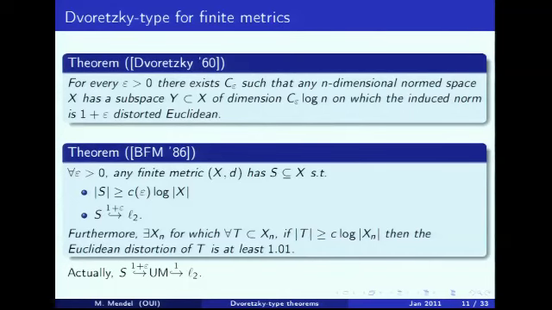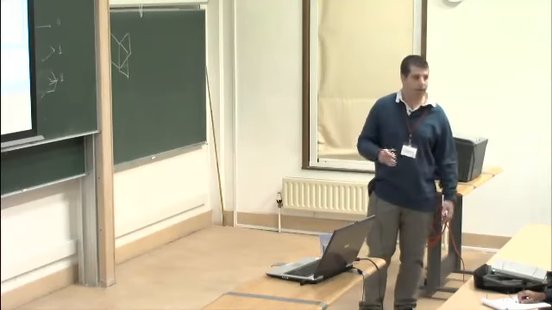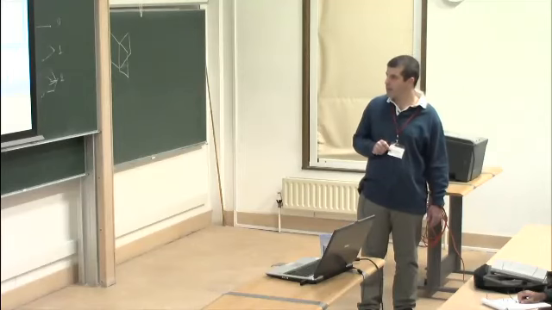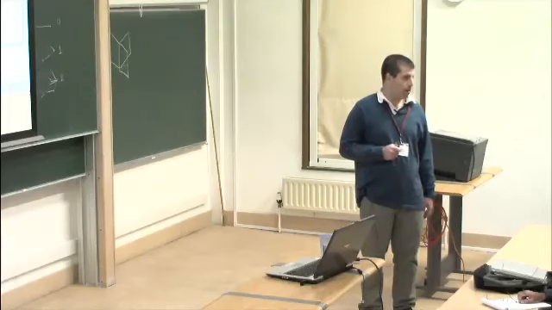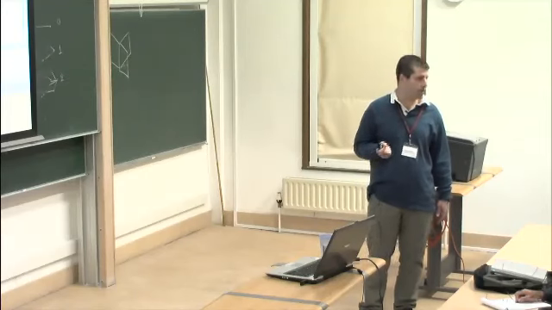I think the first to consider this problem in the non-linear setting were, as I said, Bourgain, Figiel and Milman. They proved the following theorem. They showed that in any n-point metric space, there is a subset of size log n which embeds in Hilbert space with distortion 1 plus epsilon. And they further show that this is tight, at least for distortion 1.01. They show that there exist examples of n-point metric spaces for which every subset larger than log n has Euclidean distortion at least 1.01.